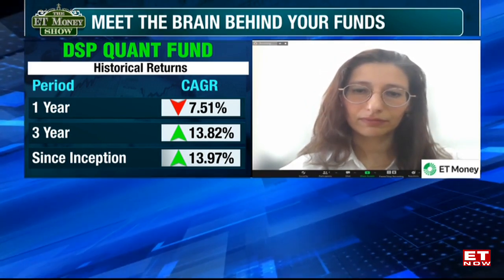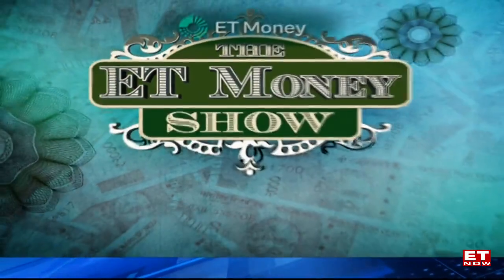So the risk part is taken care of, Aparna, but in the last year the fund has really not gained a lot of return for the investors. In fact, since inception, also 13.97% return. Now, risk mitigation has been taken care of, but then what about the returns?